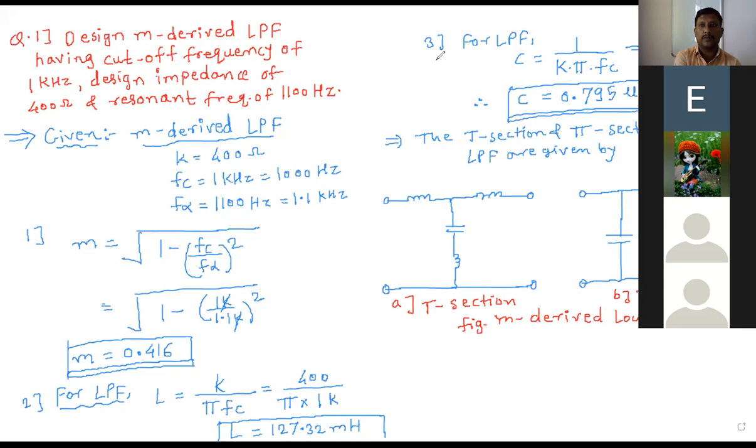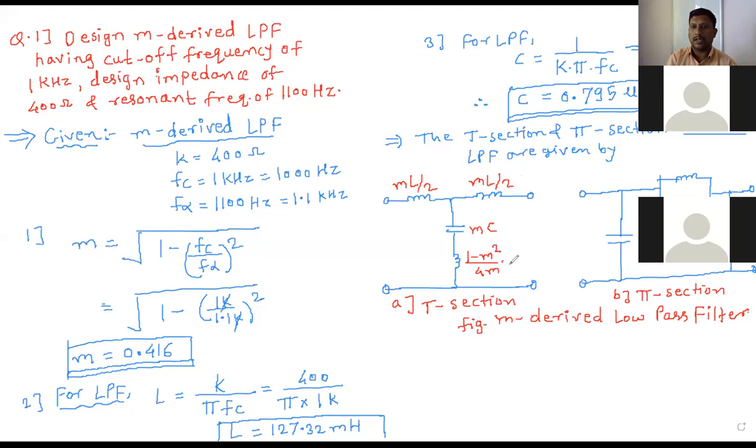Now the values you have to mention. I will write the names first of all. Anyone can tell what the names are. In the series arm, L by 2 is there, so you just have to multiply by M: M L by 2. Here C is already there, so multiply just M. So for the inductor, it will be 1 minus M square divided by 4M into L.